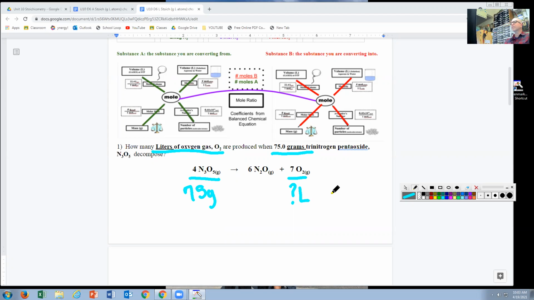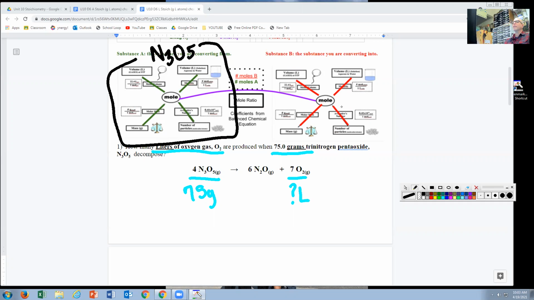Don't be scared, it's just a formula. So we understand now that we're always going to go from left to right. So this side up here is going to be N3O5. So this entire map right here is N3O5. This other side is going to be oxygen, and that's O2 oxygen. So this whole map right here is going to be oxygen.